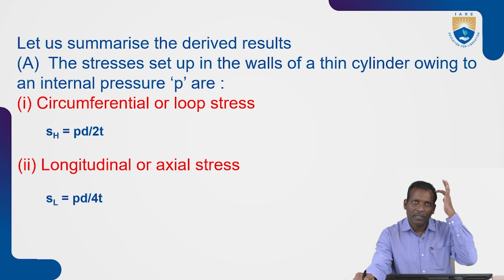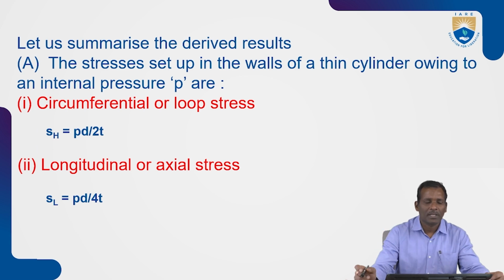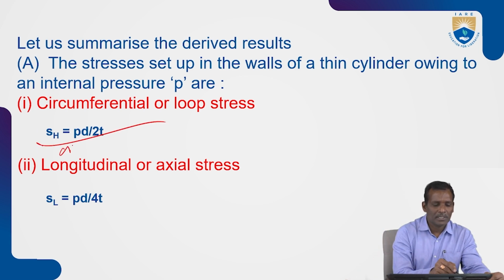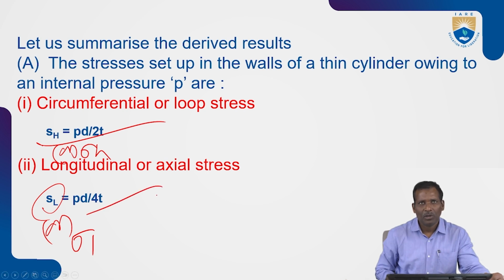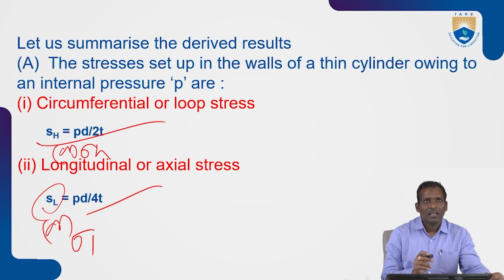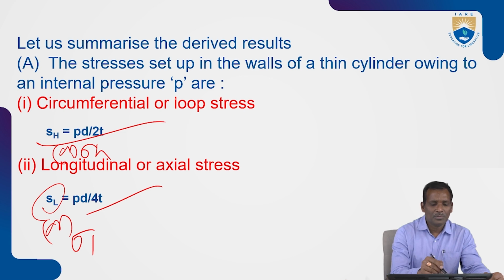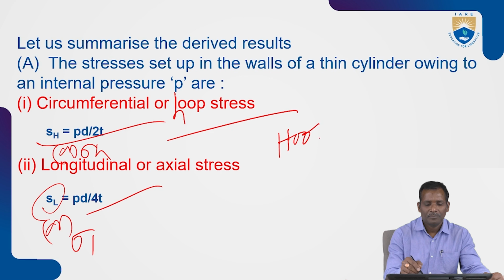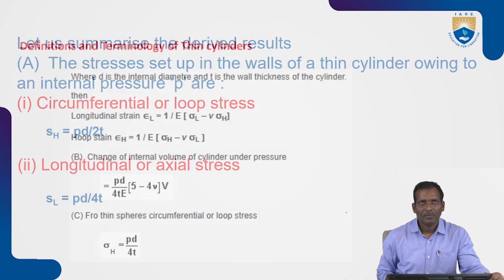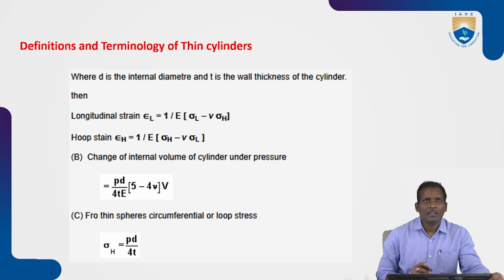So, to summarize the derived results. Circumferential or hoop stress, sigma h, is PD by 2T. Longitudinal or axial stress, sigma L, is PD by 4T. Here D is the internal diameter and T is the wall thickness, which you already know.